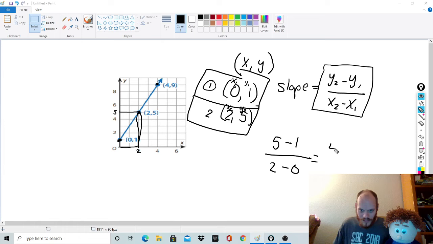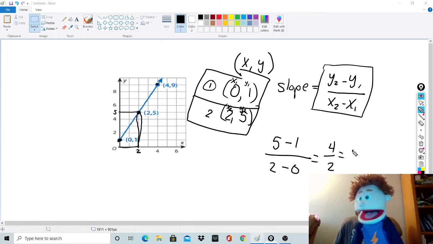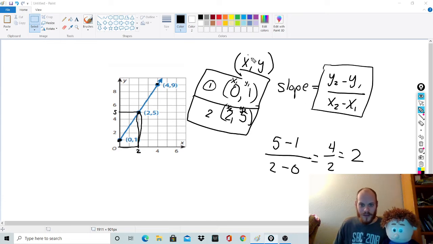So now I just solve this problem. 5 take away 1 is 4. 2 take away 0 is 2. And what's 4 divided by 2, Tommy? 2! Exactly. So you just found your first slope, which is 2.